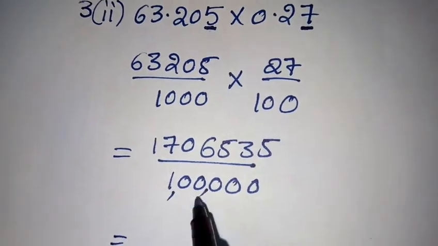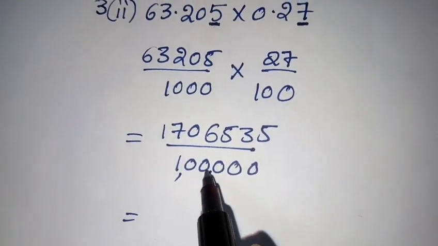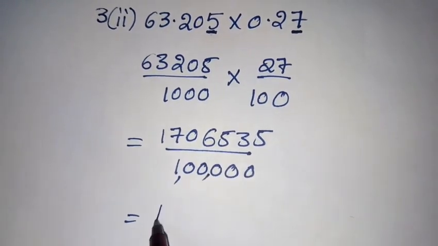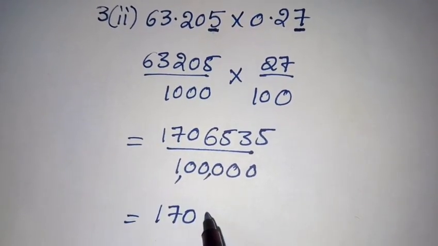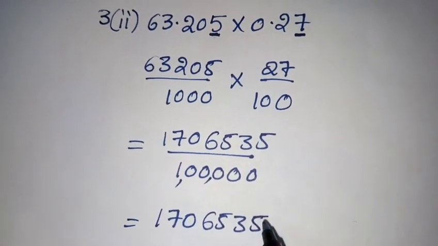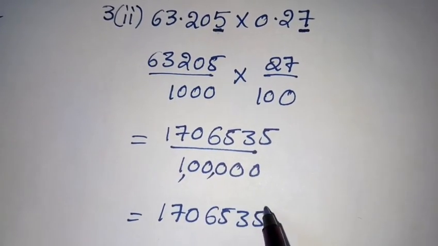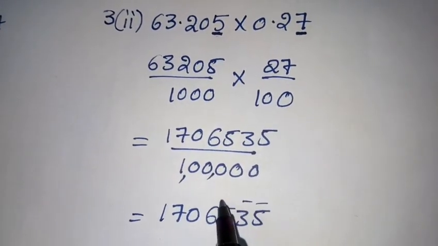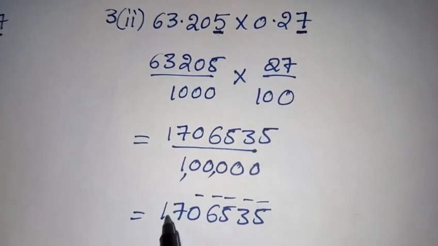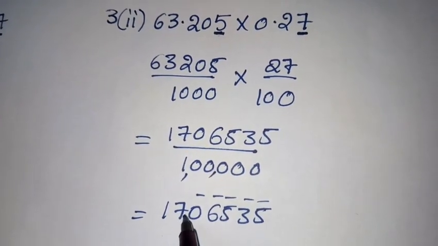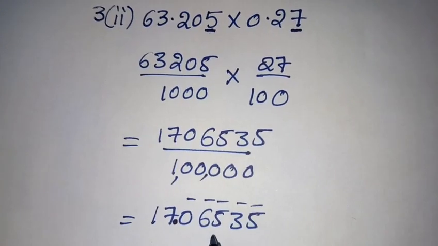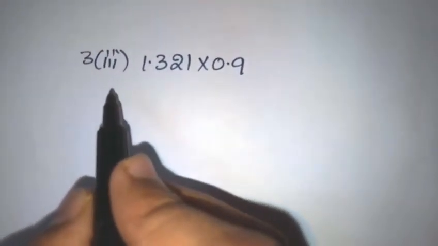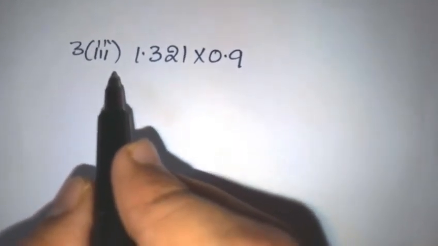So in the denominator, observe how many zeros there are: 1, 2, 3, 4, 5. So the total number of zeros is 5. In the numerator 1706535, from the last digit move 5 digits to the left side. Why? Because in the denominator there are 5 zeros. So 1, 2, 3, 4, 5. So before 5 digits place the point. So the final answer is 17.06535.